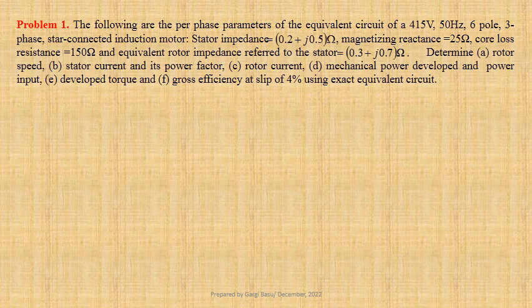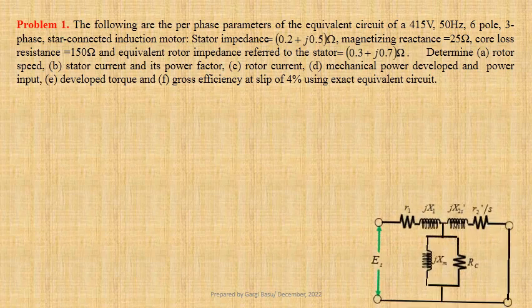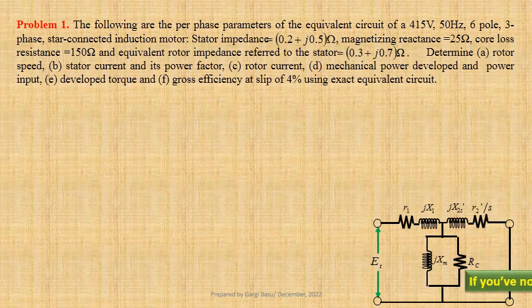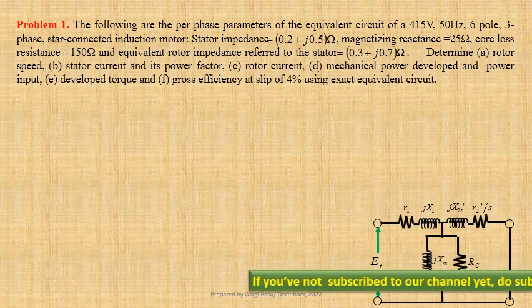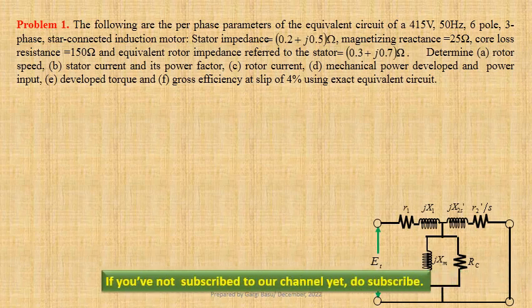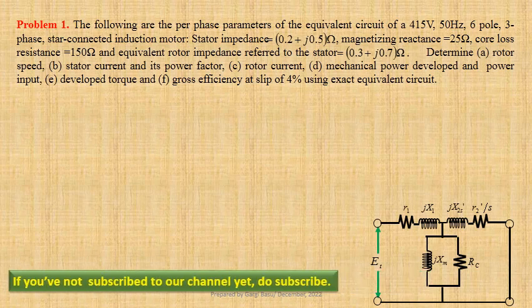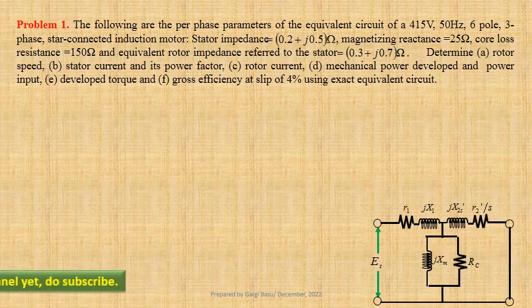The following are the per-phase parameters of the equivalent circuit of a 415 volt 50 Hz 6-pole 3-phase star-connected induction motor. Stator impedance equals 0.2 plus j0.5 ohm. Magnetizing reactance equals 25 ohm. Core loss resistance equals 150 ohm and equivalent rotor impedance referred to the stator equals 0.3 plus j0.7 ohm.